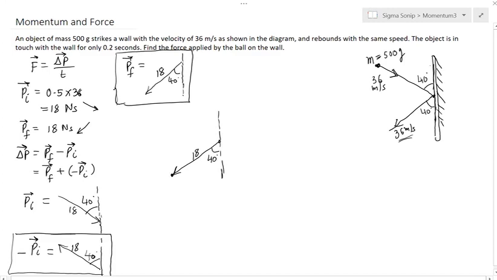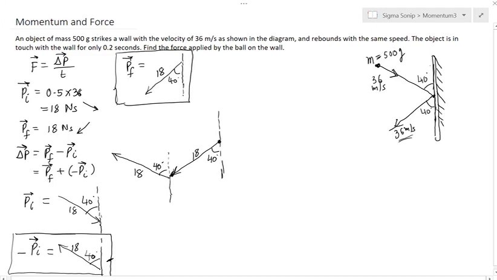Now from here I need to draw the other vector, the second one, which is minus PI. So it will go like this. But again, for my reference, I need to draw the wall here, and from this wall, that's my other vector, the length is 18, and this angle is again 40 degrees.